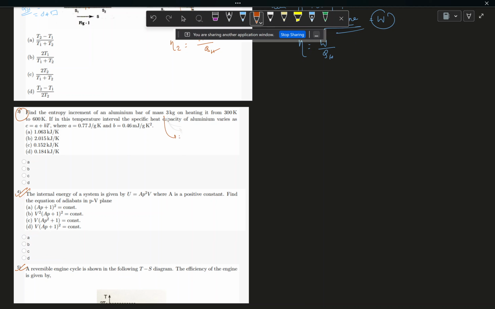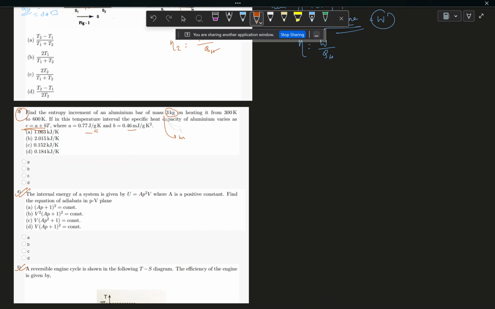So the mass is given as 3 kg, and it is heated from 300 to 600 Kelvin. So in the temperature interval, the specific heat capacity varies. So this is not constant, but this is a temperature function. So this is A plus BT, where A and B values are given, but just remember that you have to maintain the same unit. So be very careful of the units, because here the mass is in kg, but the A value is given in joule per gram Kelvin.